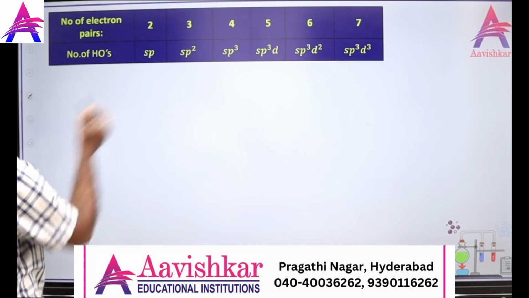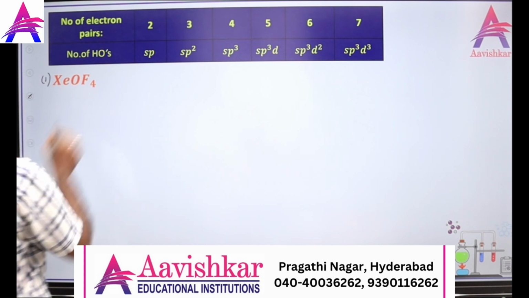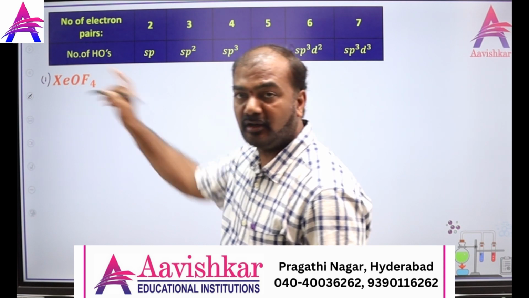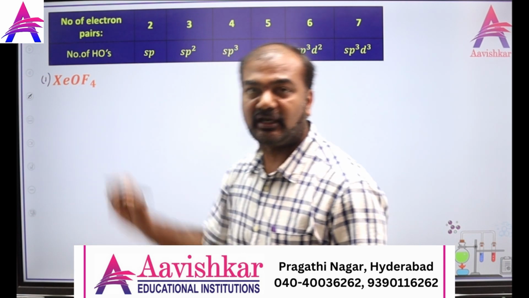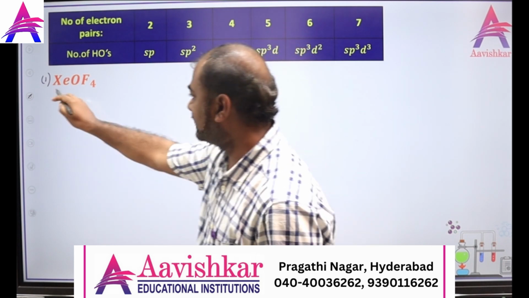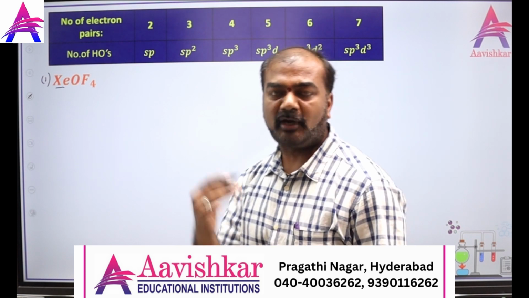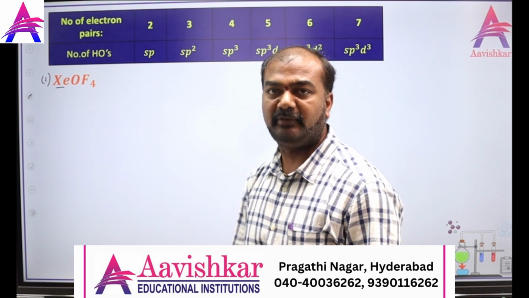Now if you move on to the examples, the first example I am taking is xenon oxytetrafluoride. In xenon oxytetrafluoride, what is the central atom? That is the first point you have to identify. The central atom is xenon. Xenon belongs to which group of the periodic table? It is the 18th group. That means the valence electrons will be 8.